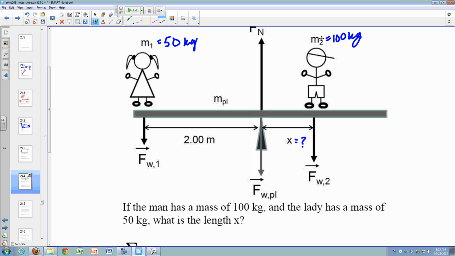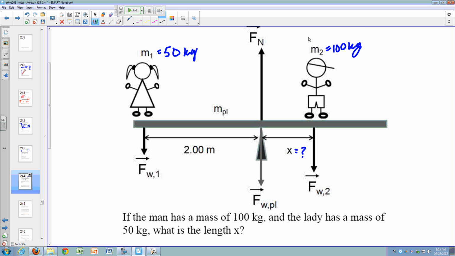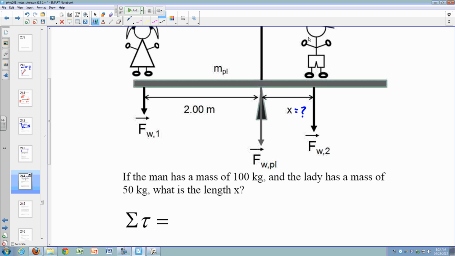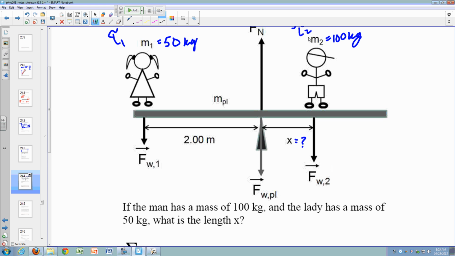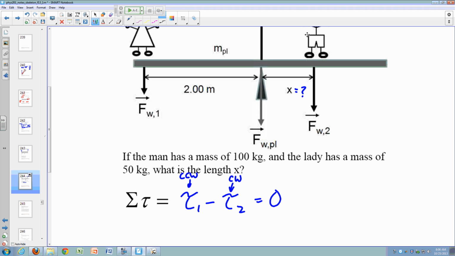We did this in lab yesterday with the balance beams. It's a simple torques problem. I just say the sum of the torques. I'll call this torque 1. I'll call this torque 2. The sum of the torques will be, which one is positive, torque 1 or torque 2? Yeah, torque 1 is counterclockwise, torque 2 is clockwise, so it's going to be torque 1 minus torque 2. This one's counterclockwise, this one is clockwise. That's going to equal 0 if it's balanced, so the sum of the torques equals 0.